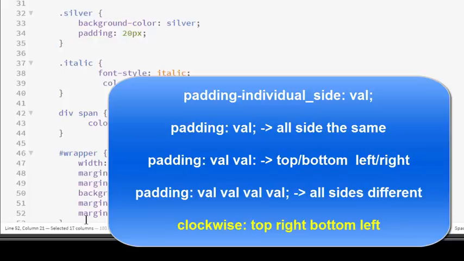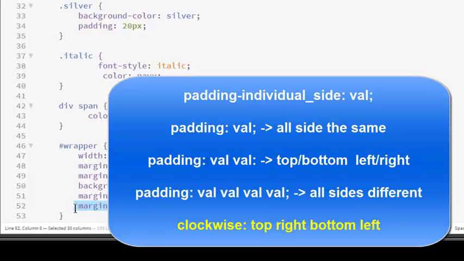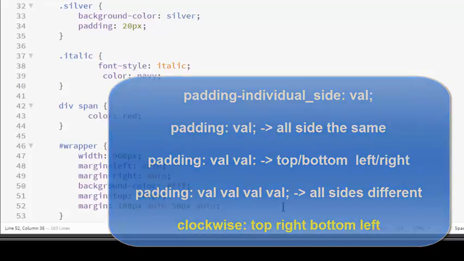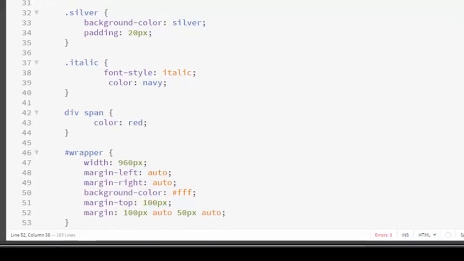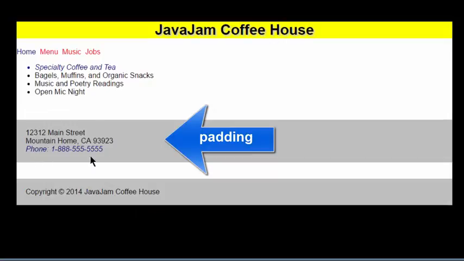If you use a shortcut for 4 values, it will be set to the 4 individual sides in clockwise order: top, right, bottom, left. Note that these values are not comma separated. They are space separated. So if I look at my web page, now you can see I have some roominess here.